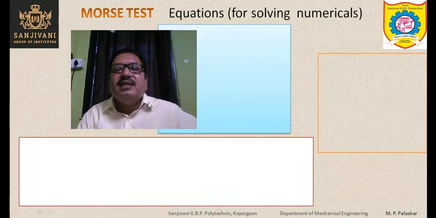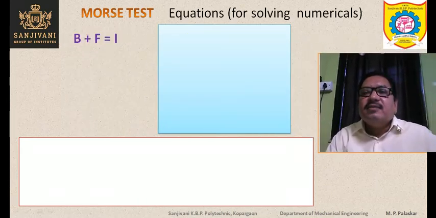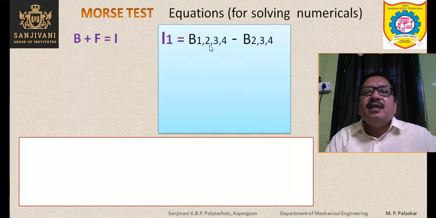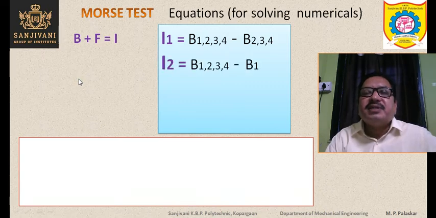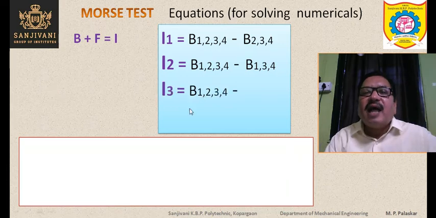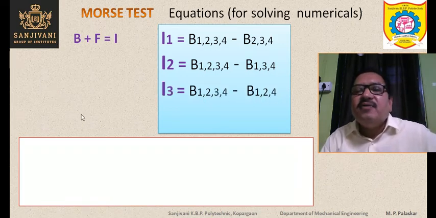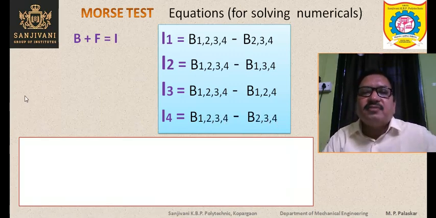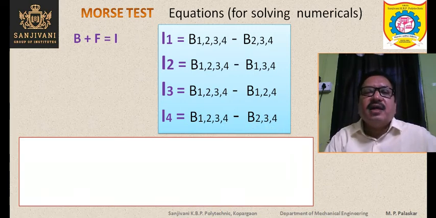Now finally these equations which are used for solving the numericals can be written in this form. I1 is equal to B1234 minus B234. Already we have written these equations. I2 is equal to B1234 minus B134. I3 is equal to B1234 minus B124, and I4 is equal to B1234 minus B123. Sorry, I4 is equal to B1234 minus B123, right?